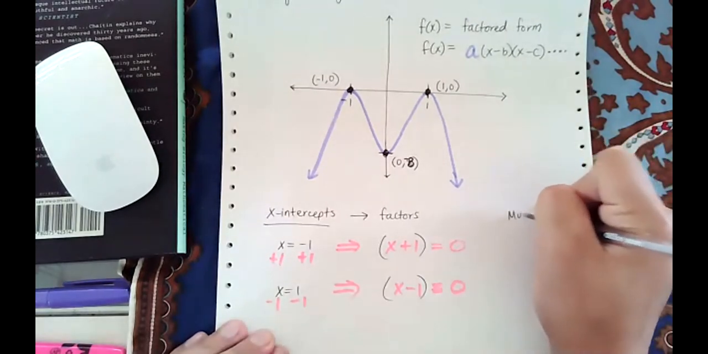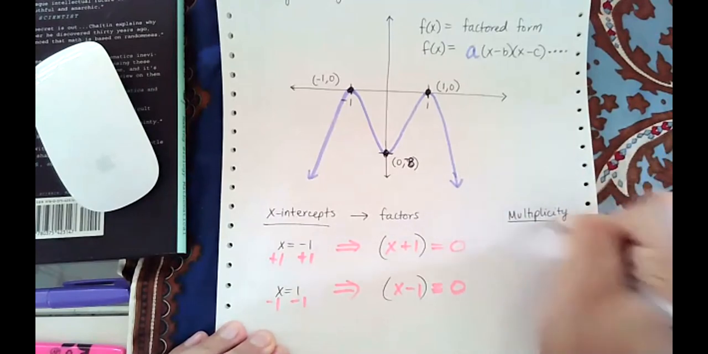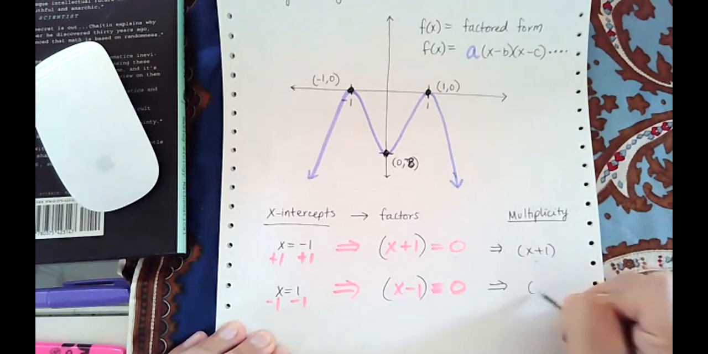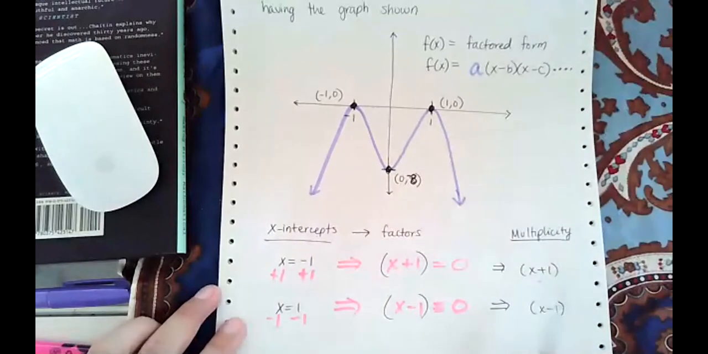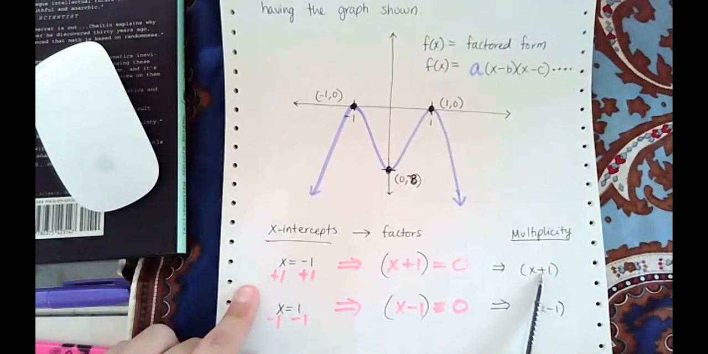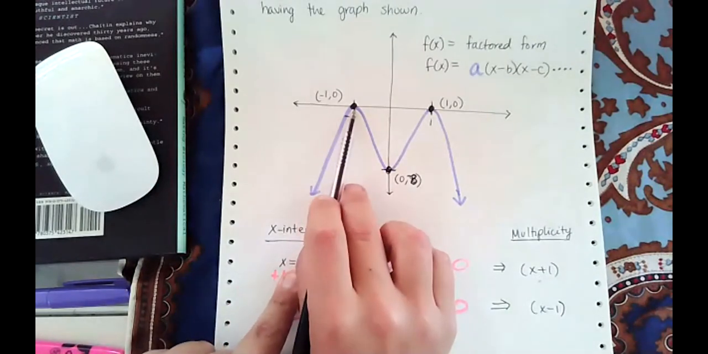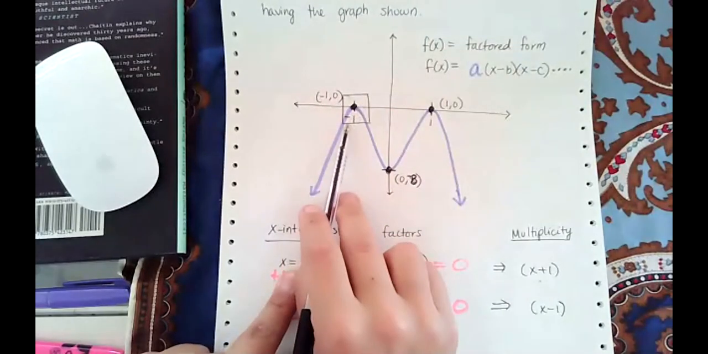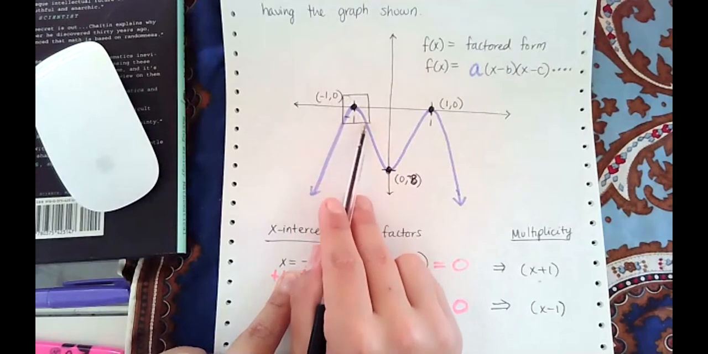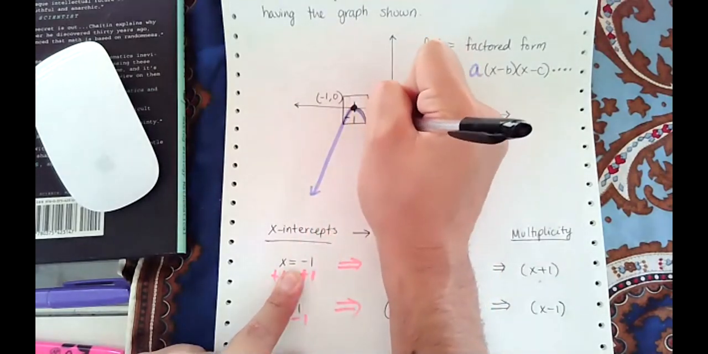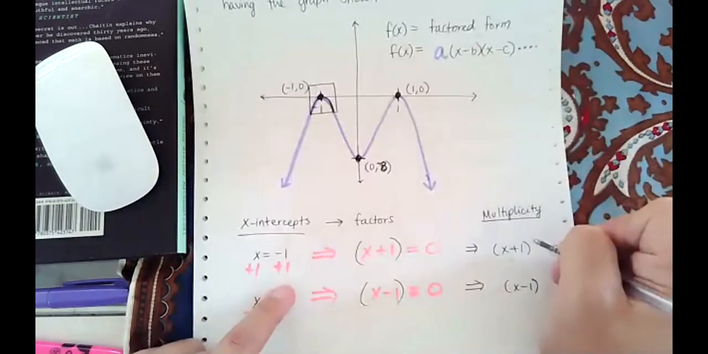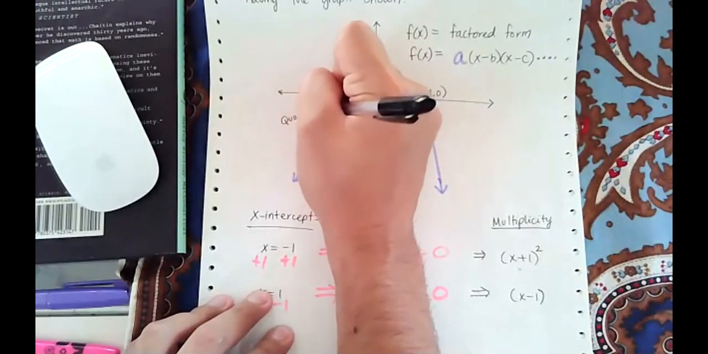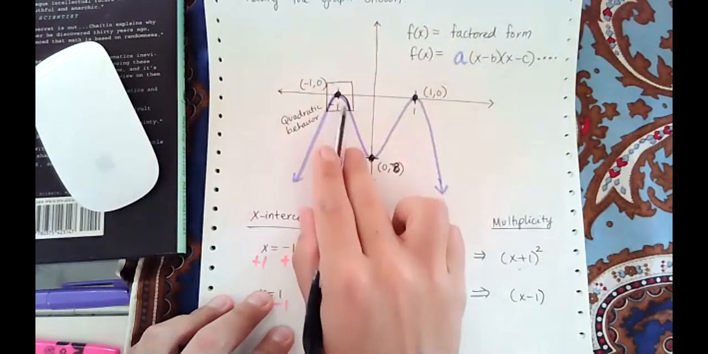You might also want to know what the multiplicity of these guys are, right? To know whether or not they have exponents. So x plus 1, x minus 1. So if I zoom into the x-intercept that generated this factor, that is x minus 1, which is here, or x is equal to minus 1. And I zoom in to my behavior here at the x-intercept. What does this look like? What kind of function? Quadratic. It looks quadratic. So that means that the multiplicity must be 2 there, because this is a quadratic behavior at that x-intercept.